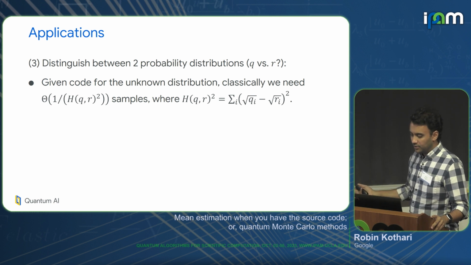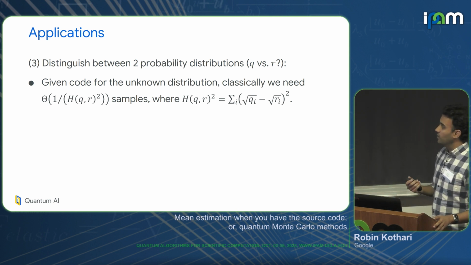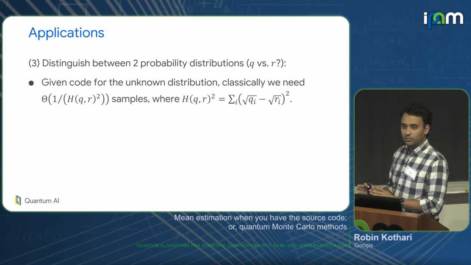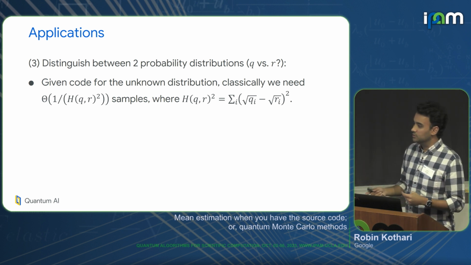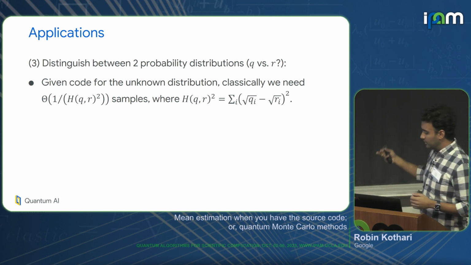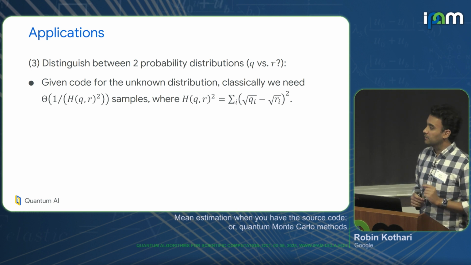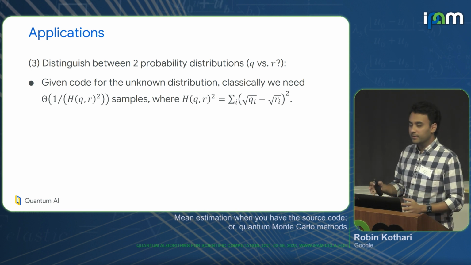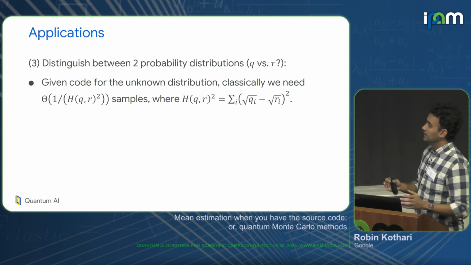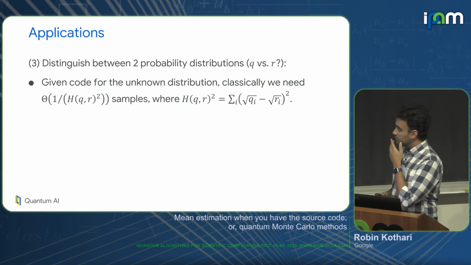And now we can ask the same question quantumly. So now we can come to the quantum world. What's going on quantumly? Again, we're not given a black box for Q and R, because then you cannot do anything with quantum algorithms. We need to be, again, in the same assumption we made before, that you have the source code for this black box. In other words, you have some code written in your favorite programming language or a circuit or whatever that outputs or samples from this distribution.